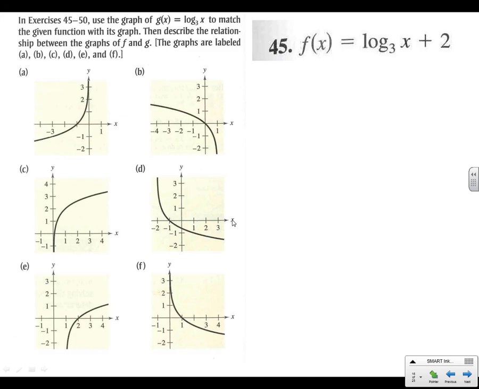All right, so see if you can match up 45 with one of these, A, B, C, D, E, or F.